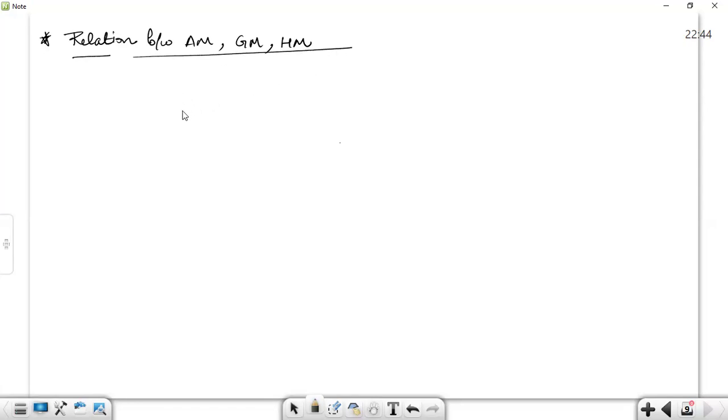So assuming that there are two numbers, A and B, which are real numbers. We are discussing the arithmetic mean of A and B, which is A plus B divided by 2. The geometric mean of A and B is the square root of the product of these two. And the harmonic mean is 2AB divided by A plus B.